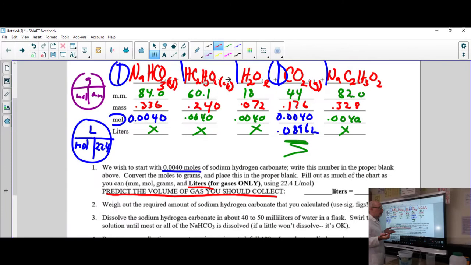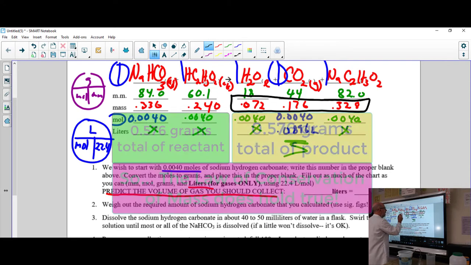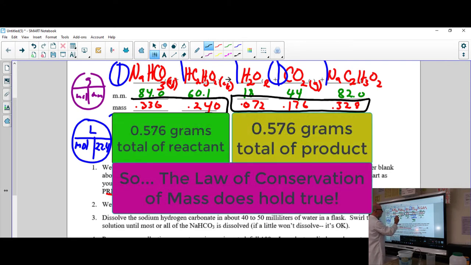A really cool thing to think about is that in a chemical reaction, mass is not created or destroyed. So we should be able to add up all of these numbers here, the grams on this side, and compare that to the grams that we started with, and they had better be exactly the same.